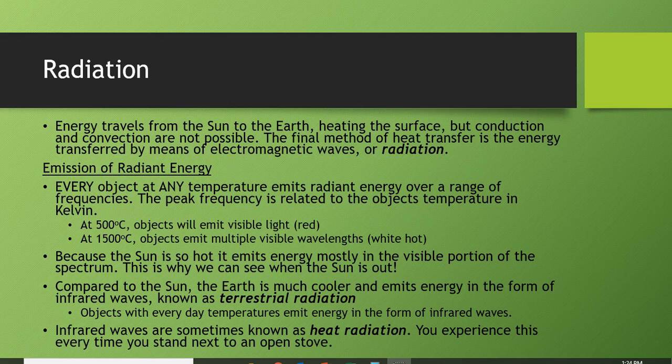Infrared waves are what everyday objects give off. For example, if you walk up next to a person and put your hand close to them, you can feel the heat from that person. That is because that person is at a particular temperature, and they emit infrared waves. You can't see it because it's not hot enough to emit light that your eyes can pick up, but you can feel it if you get close to someone. Infrared waves are sometimes known as heat radiation, and you can feel this even if you just stand next to an open stove.